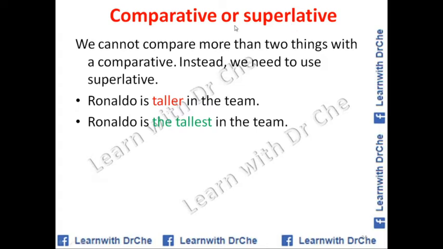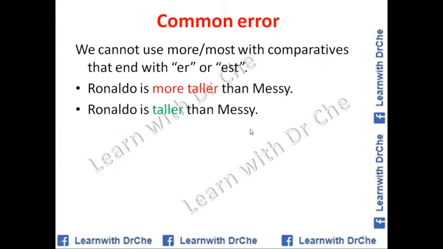Comparative or superlative. We can't compare more than two things with the comparative. Instead, we need to use the superlative. Ronaldo is taller in the team. We are comparing one person with the whole team, so we cannot use the comparative. We need to use the superlative. Ronaldo is the tallest in the team.